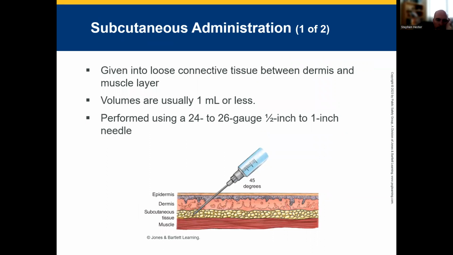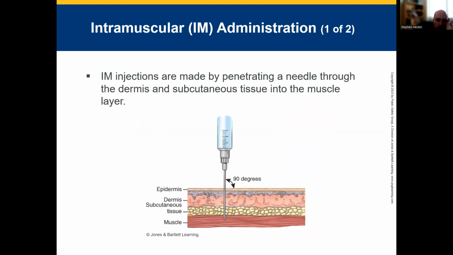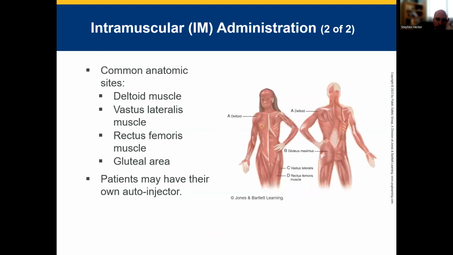Subcutaneous administration is at a 45-degree angle with a syringe and a needle. There are different sites here where you can give subcutaneous medications. IM administration is at a 90-degree angle with the needle. And there are your areas where you can give IM administrations.